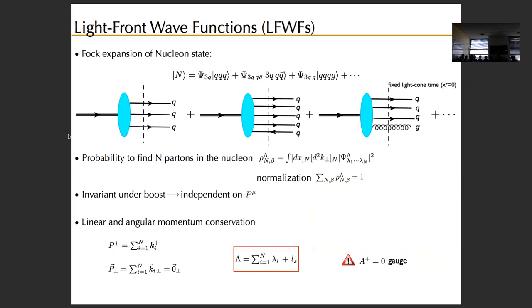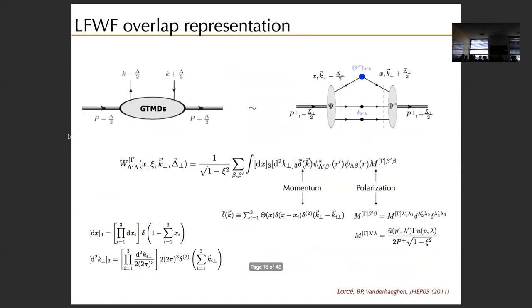They have some nice properties. In particular, they are invariant under boosts, independent of the momentum of the nucleon, and depend only on intrinsic coordinates, which verify momentum conservation. In addition, they are eigenstates of the orbital angular momentum, defined in the A plus equal to zero gauge. Then you can get the helicity of the nucleon as the sum of the helicities of the individual partons plus the orbital angular momentum, which is the eigenvalue of the light-front wave function.